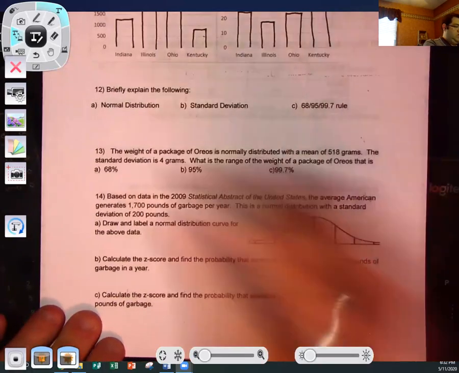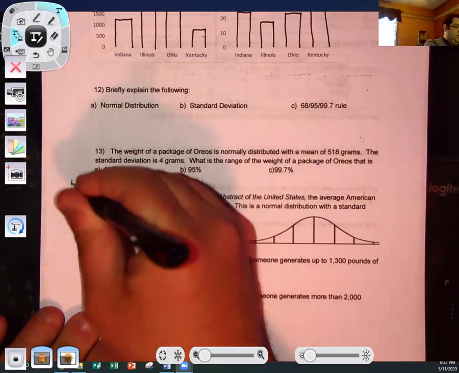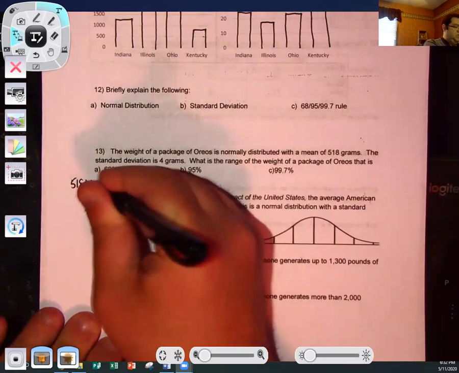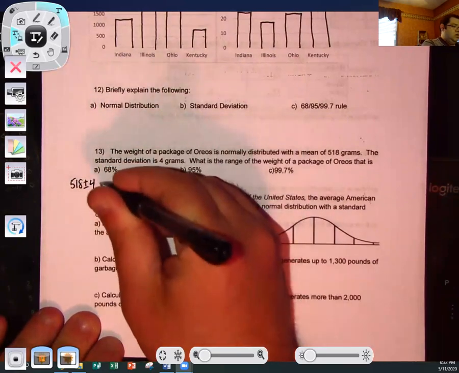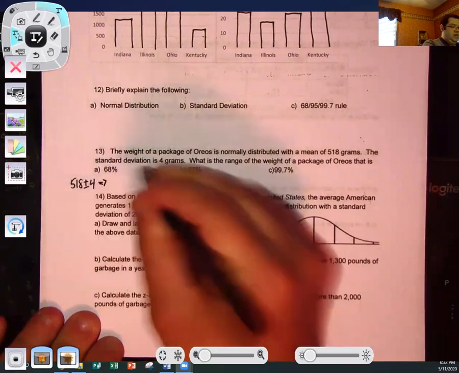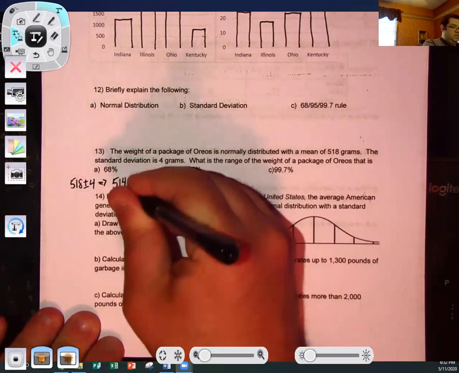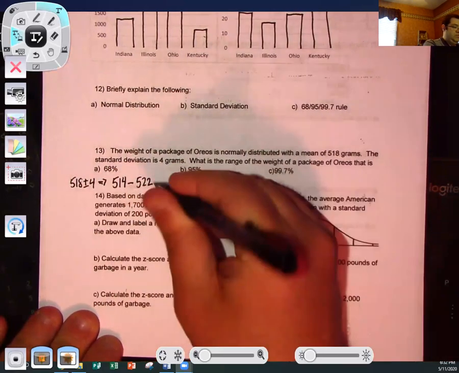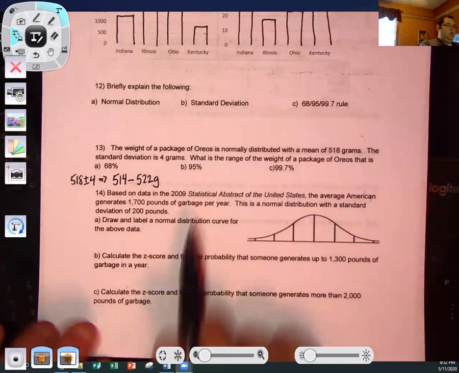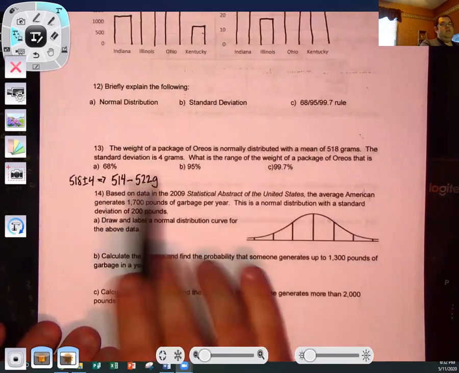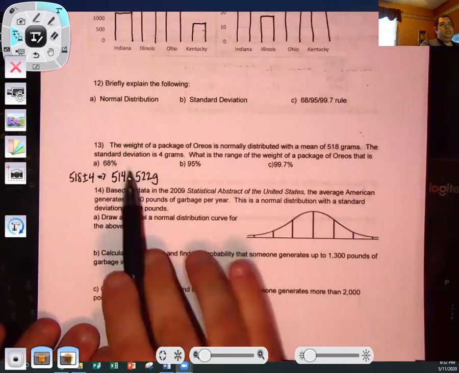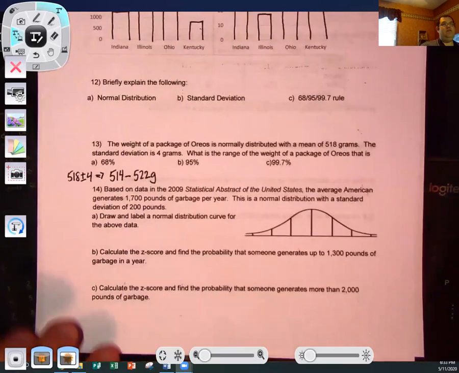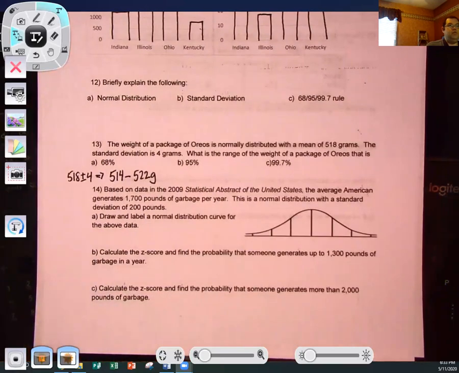So to calculate this, we would do 518 plus or minus 4. So when I do 518 minus 4, that's 514, and we do 518 plus 4, that's 522 grams. So the range of the weight of a package of Oreos within 68% is between 514 and 522.